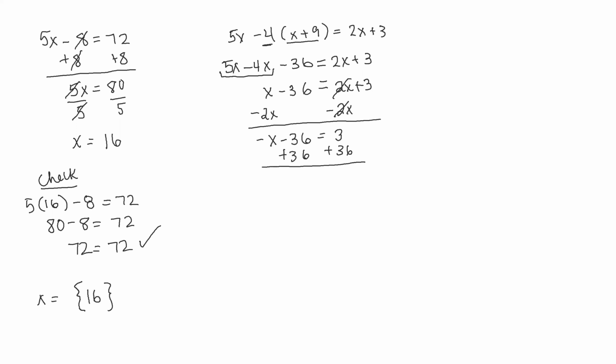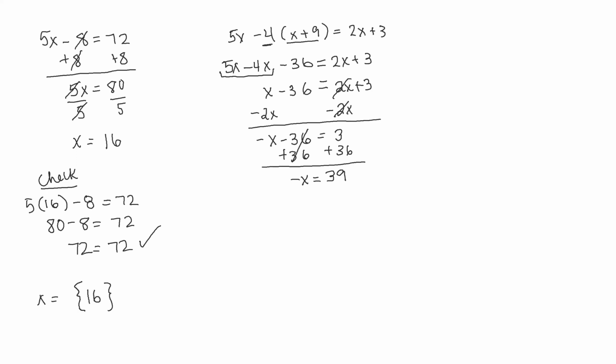On the left, negative 36 plus 36 is 0. Negative x plus 0 is negative x. On the right, 3 plus 36 is 39. So it seems like I'm done, but I showed you this way on purpose. You're not actually done. You're done when you have a single positive variable equaling a constant.